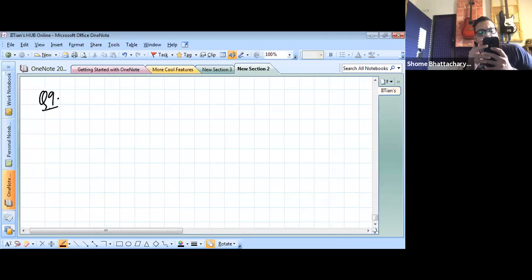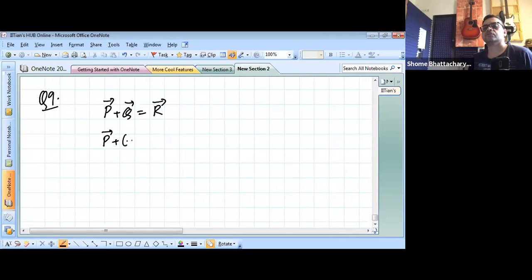It's saying that the resultant of vectors P and Q is R. So P plus Q is the resultant R. Whereas if I reverse the direction of Q, the resultant of minus Q with P is S. So P plus minus Q is equal to S. So we have to show that magnitude of R square plus S square is 2 times magnitude of P square plus Q square.